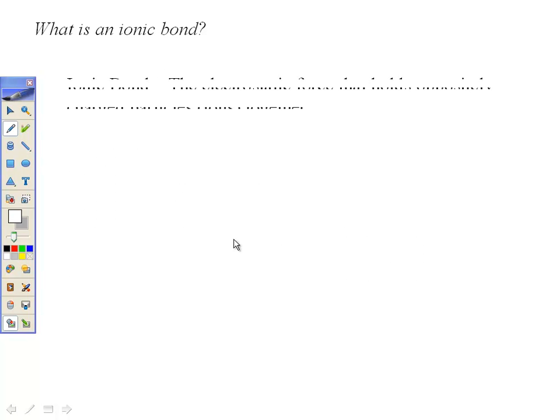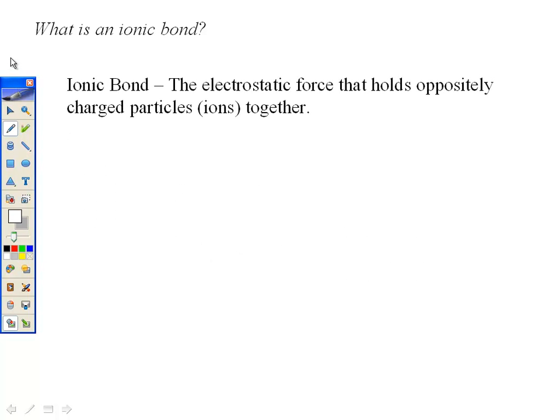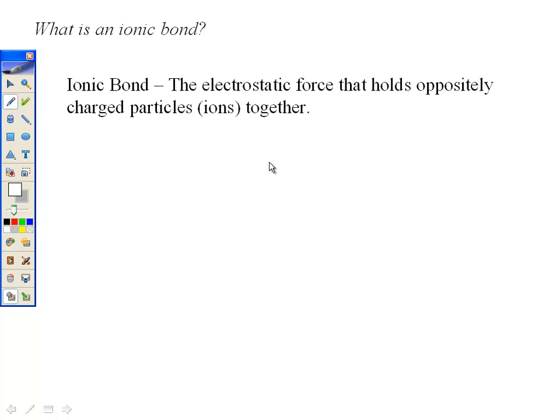What is an ionic bond? An ionic bond is defined as the electrostatic force that holds oppositely charged particles, known as ions, together. We defined bond earlier in the unit as a force that holds two atoms together, so we're just making this a more specific definition of bond. This is an ionic bond. Electrostatic means a force between a positive and a negative.